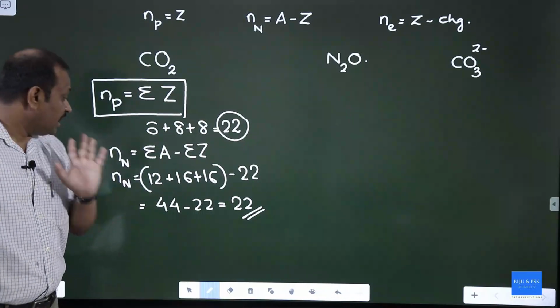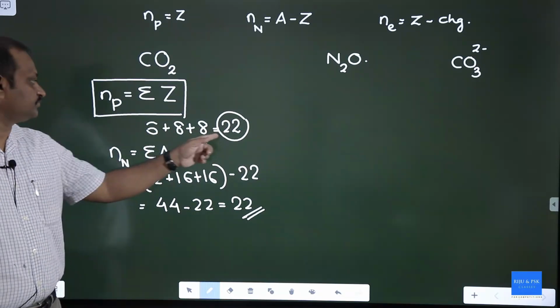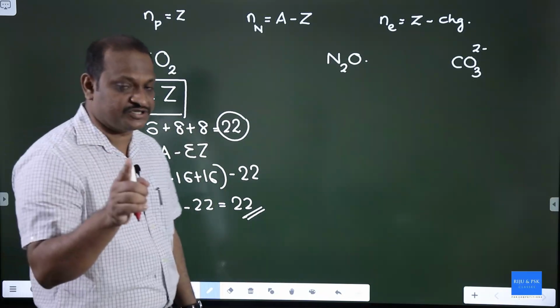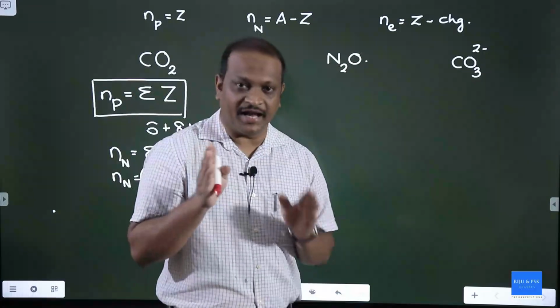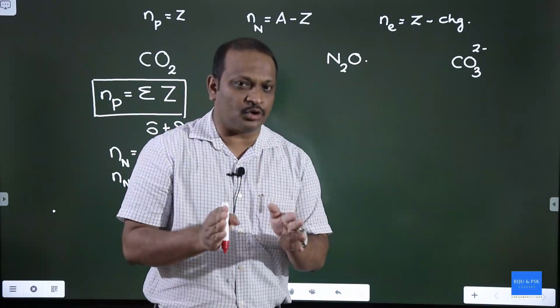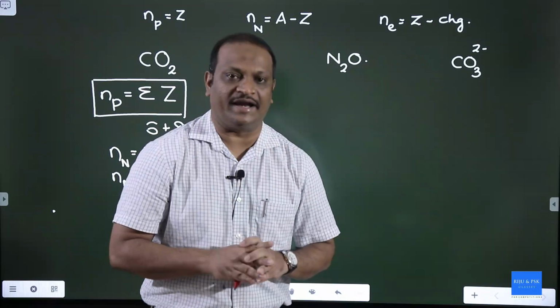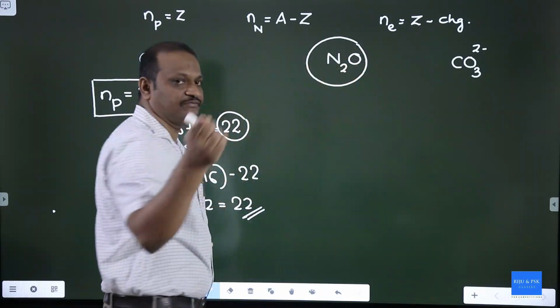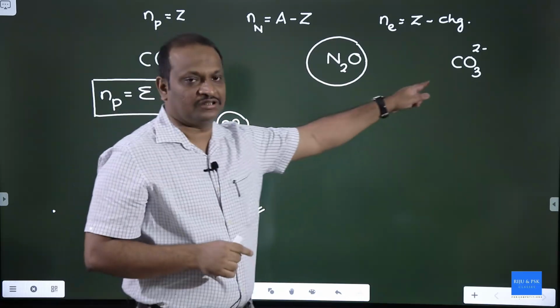So we have got number of protons 22, number of neutrons 22, and this is a neutral species. For a neutral species, the number of electrons and number of protons is the same. So I am not going to calculate that, and this one you have to solve yourself. And I am trying to solve the last one.